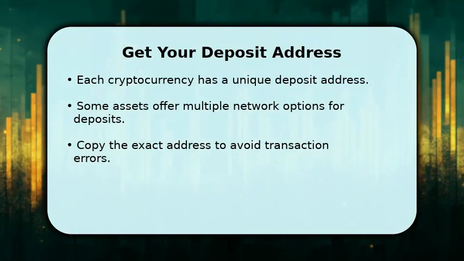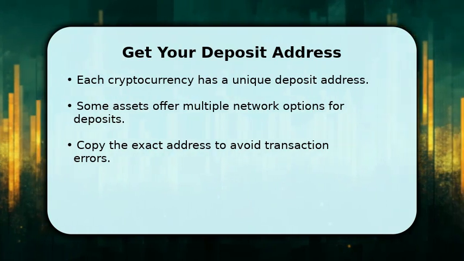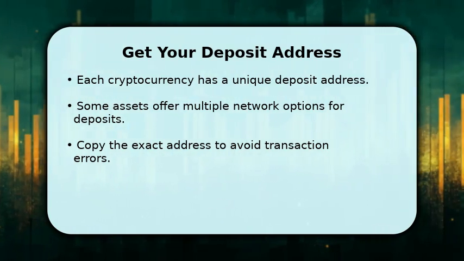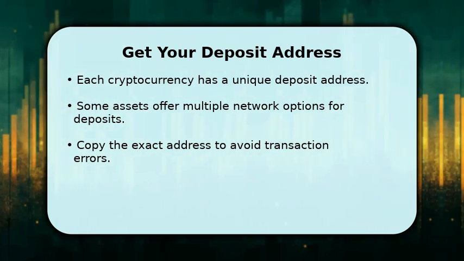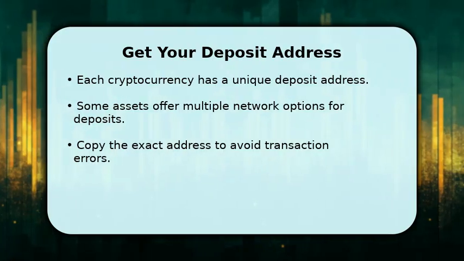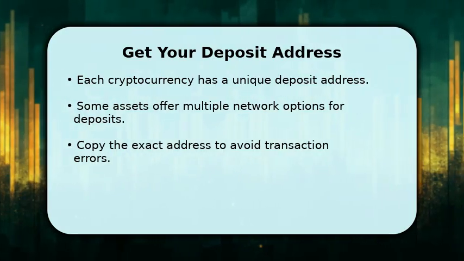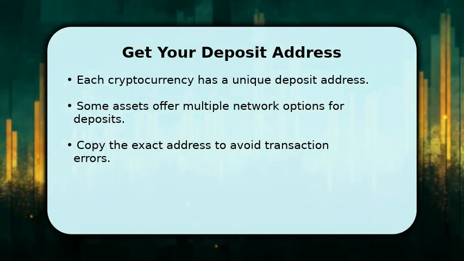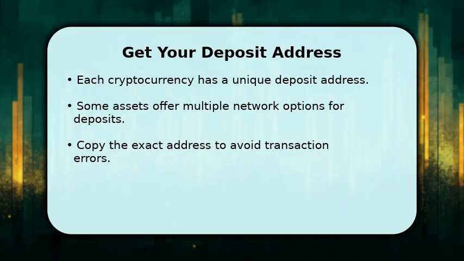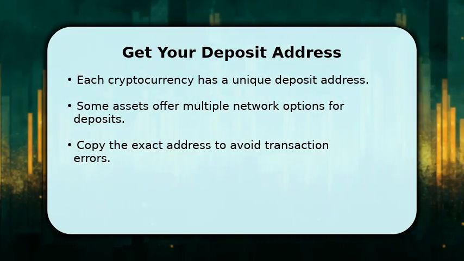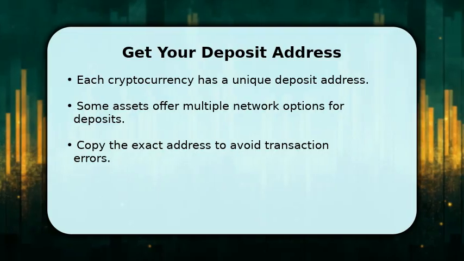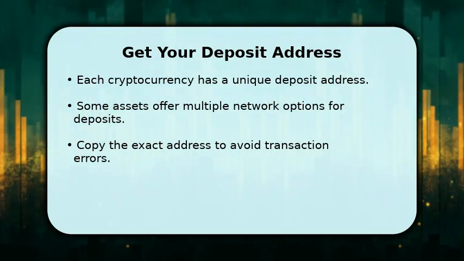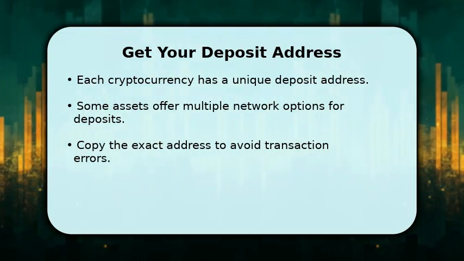Once you've selected your cryptocurrency and confirmed the network, KuCoin will generate a unique deposit address for you. This address is specific to your account and the chosen asset. For certain cryptocurrencies, you might also see a memo or tag required for the deposit. Make sure to copy this entire address accurately. It's a good practice to use the copy button provided to prevent any manual entry mistakes.